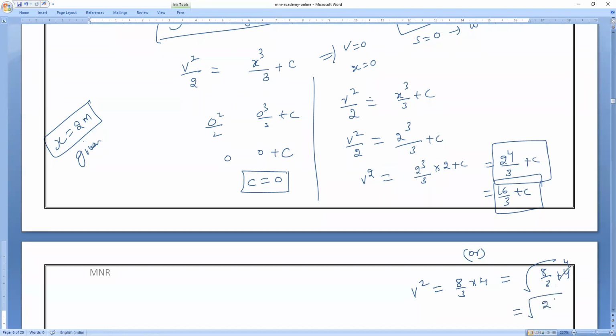Yes, you are only looking at v square. V square is equals to 2 cube, 8 by 3, 8 by 3 into 4. This is plus 4. So the plus c actually. C means what? Actually it is a constant. So 16 by 3, are you clear everybody? 16 by 3 is clear, all of you? Yes, sir.